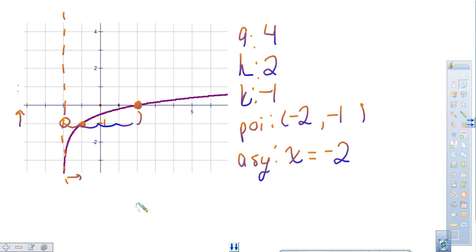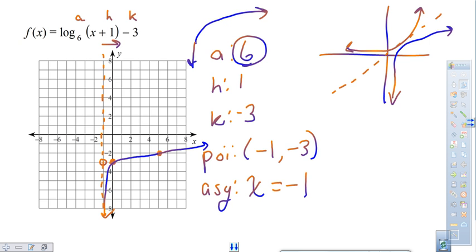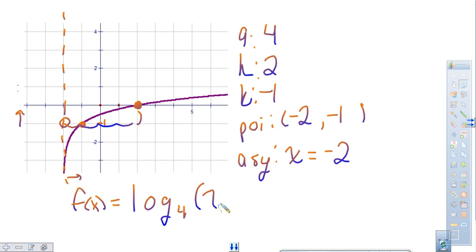So it's 4. So we're going to do f of x equals log base 4 of, and if you need to go back and look, h is inside the parentheses just like everything else we did, and k is on the outside, okay, x plus 2 minus 1. There you go.